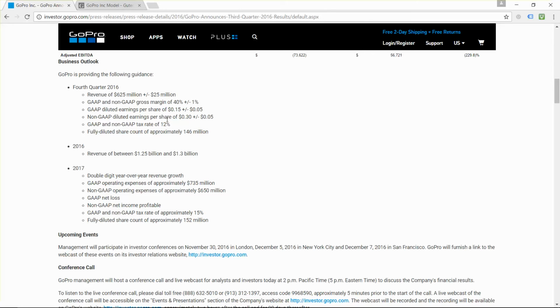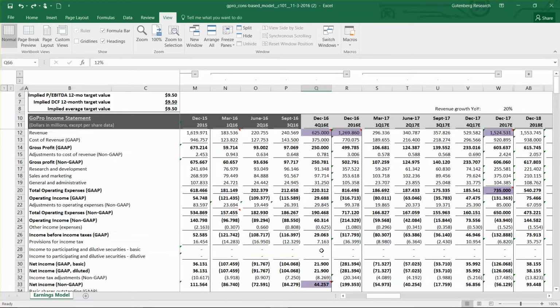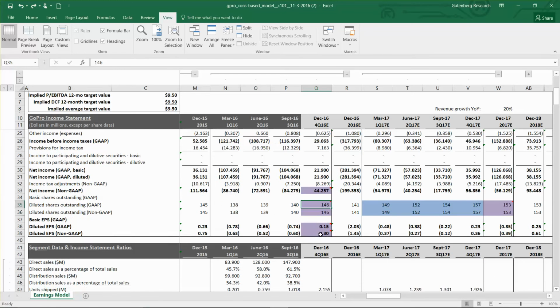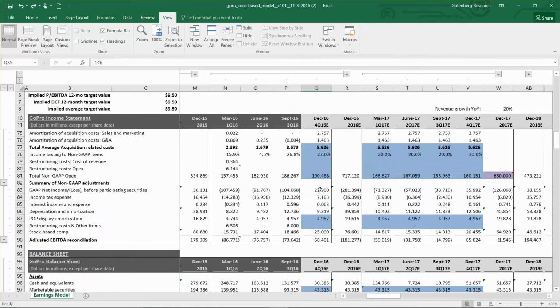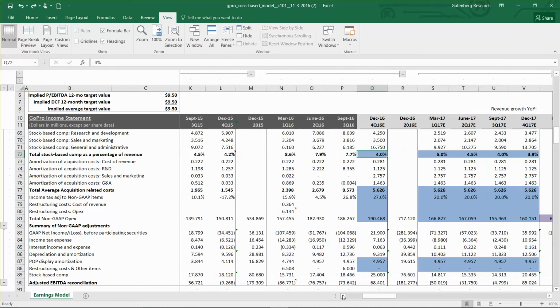So essentially, before we get to the bottom line EPS, we've got a tax rate of 12% and a fully diluted share count of 146 million. So you can see we popped in the 12% for the tax rate, and for the share count, we got to 146 million. The only other item that goes into the non-GAAP earnings per share is the stock-based comp, which we have at 4% of revenue.